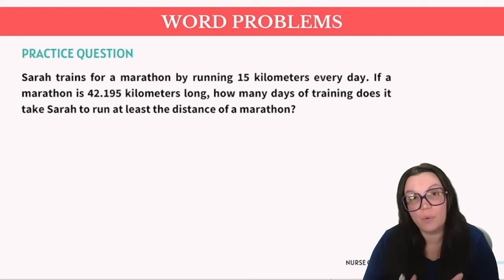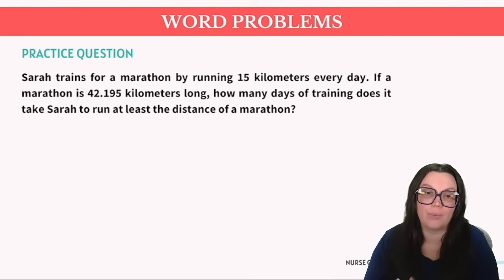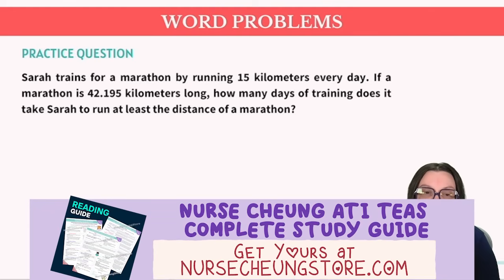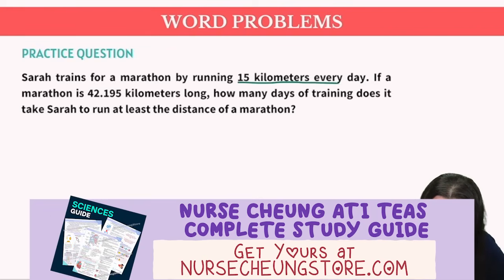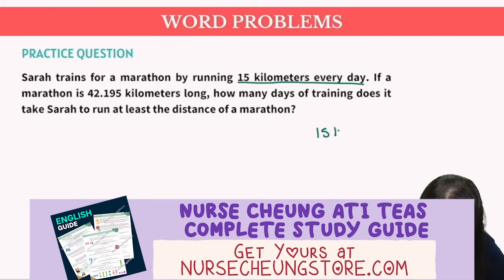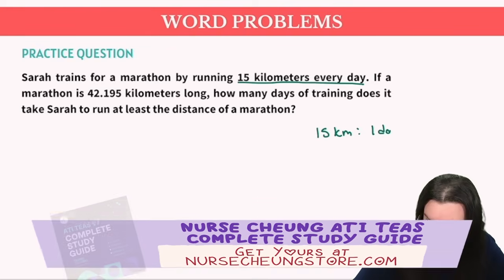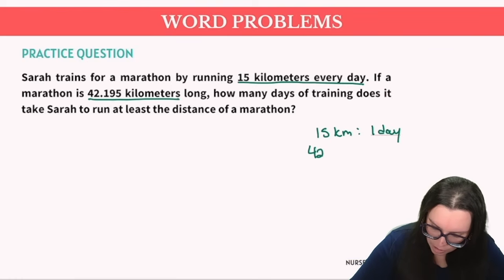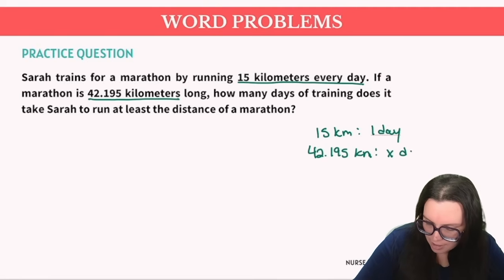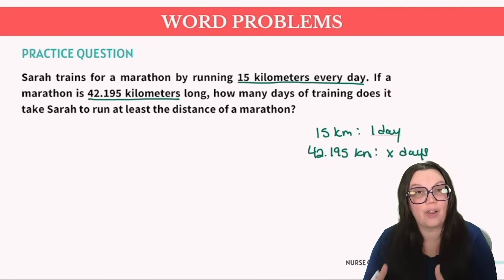If a marathon is 42.195 kilometers long, how many days of training does it take Sarah to run at least the distance of a marathon? So we have two numbers here. We know that she runs 15 kilometers every day. And our second number is that a marathon is 42.195 kilometers, and we need to figure out how many days it's going to take Sarah to run this.